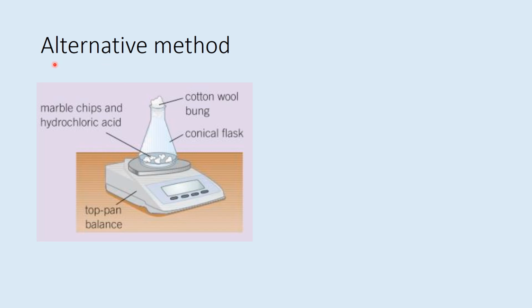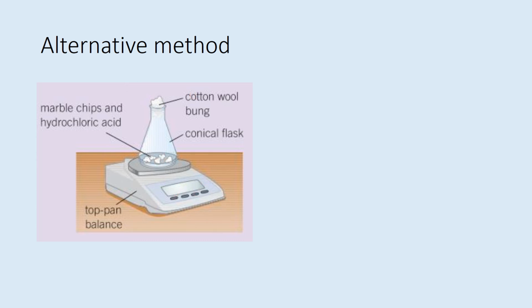So this is just an alternative method for measuring the rate of reaction which produces a gas. You may well have come up with this when you were thinking about a way of measuring the reaction a few slides ago. Just a quick reminder, what you do is you put your acid and your marble chips or calcium carbonate, marble chips and calcium carbonate are the same thing, in your conical flask, and the carbon dioxide will come out, the cotton wool bung stops the acid coming out, and then you measure the mass over time. And because the gas is coming out at the top, this mass will go down.